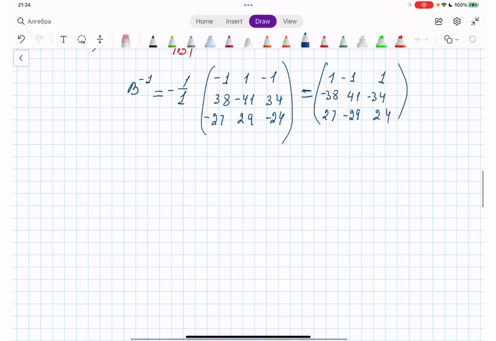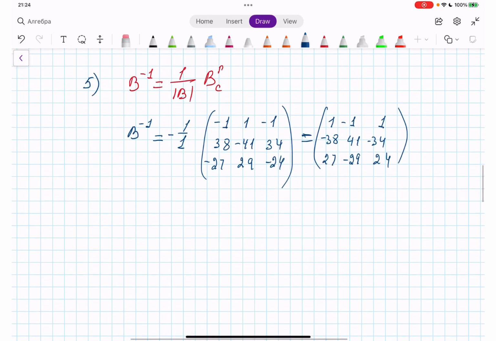Okay, so let's check if we did all operations correctly. This is indeed the correct inverse version of the original matrix. So B times inverse. By the way, this is one of the few cases when you can commutatively apply B times B inverse or B inverse times B.